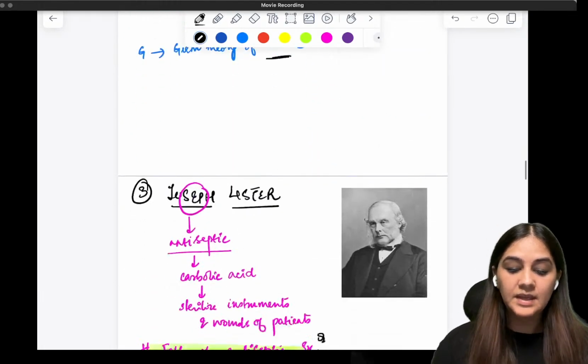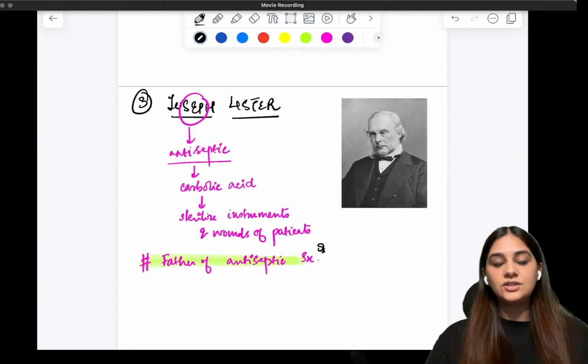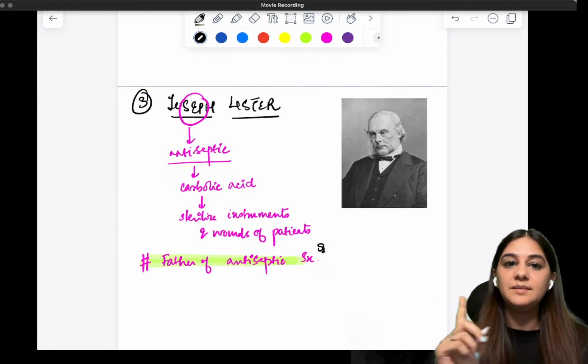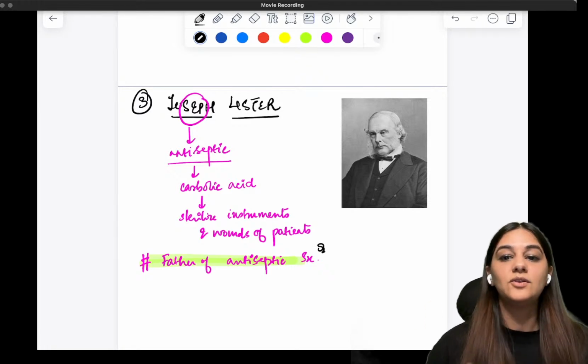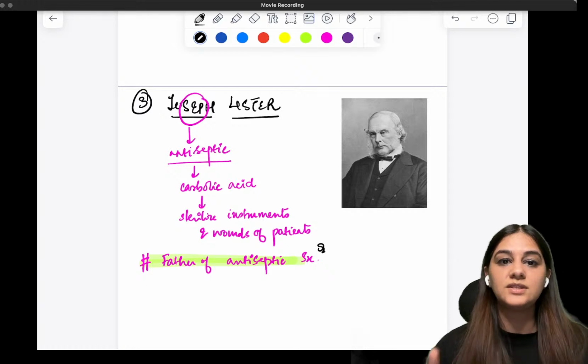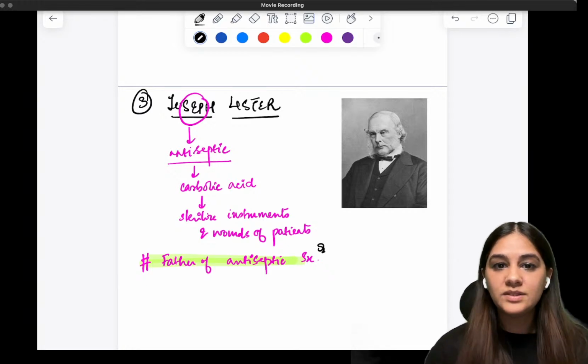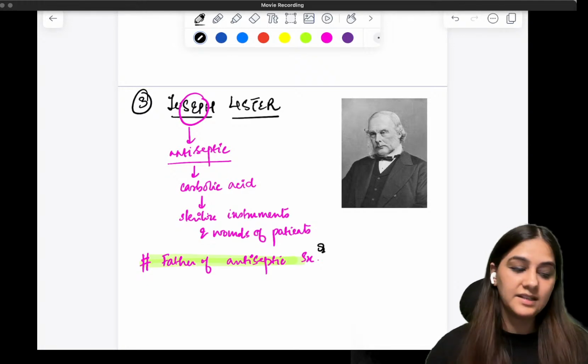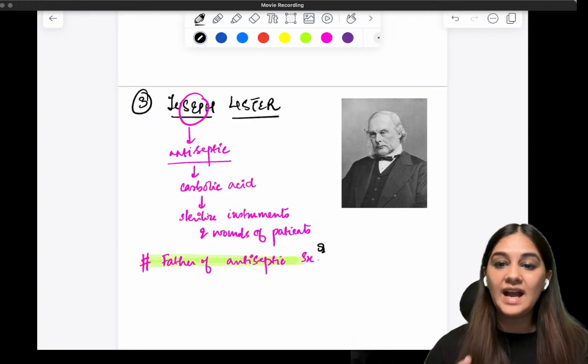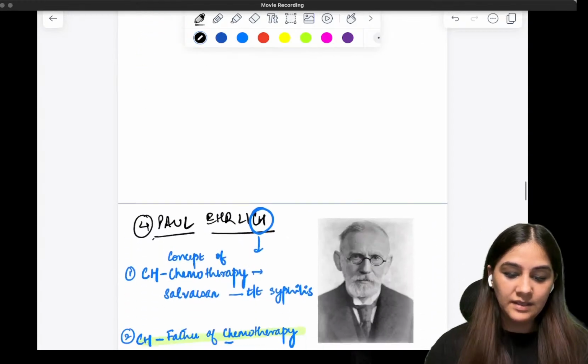Please remember him. Then comes Joseph Lister, who just gave us one concept. SEP, septic: he gave us the concept of an antiseptic, which is carbolic acid, and he used it to sterilize the instruments and wounds of the patient, and that is why he's known as the father of antiseptic surgery, right?